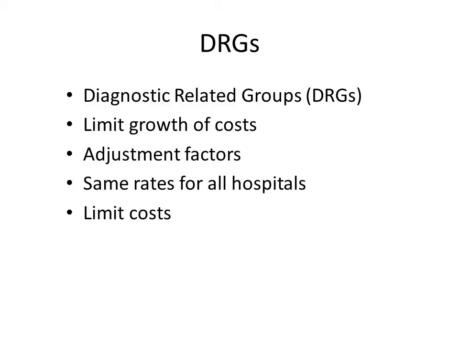The DRG system was first implemented in the mid-1980s in an attempt to limit the growth in the cost of inpatient care. While there are some adjustments for individual factors such as local labor costs and teaching costs, DRG rates are applied across all hospitals. In this system of payment, there's an incentive for hospitals to limit their costs.